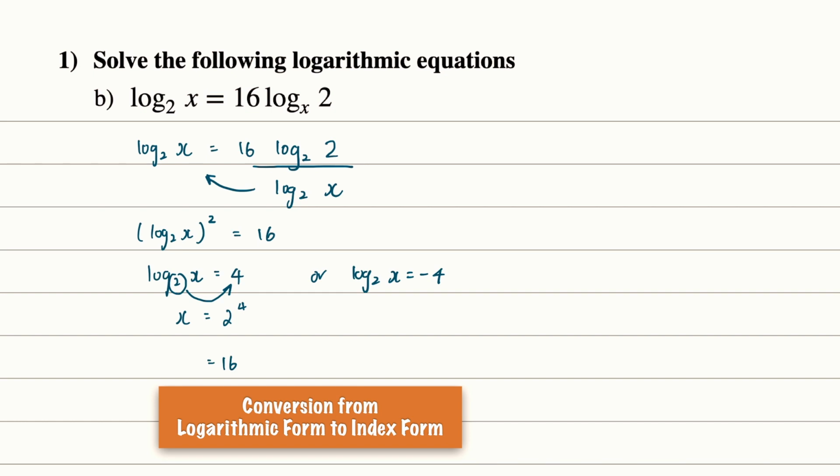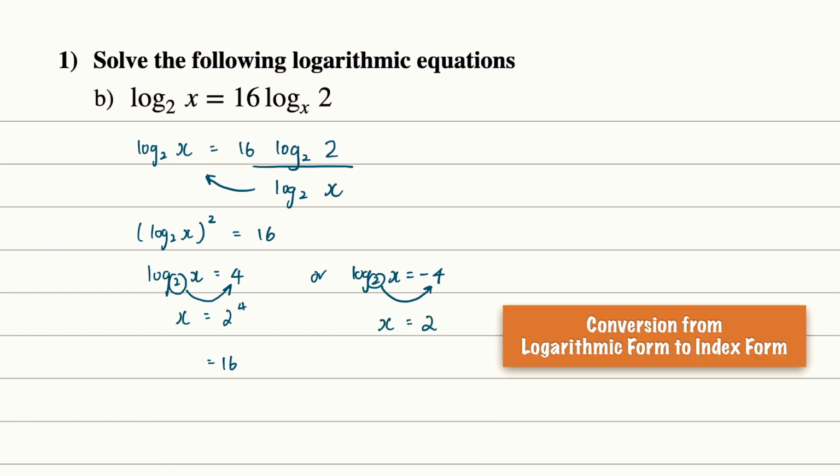Similarly, on the other side, we have base 2. Bring that base 2 to the right-hand side. Shift up minus 4 into a power. We have x equals 2 to the power minus 4, and x is equal to 1 over 16.